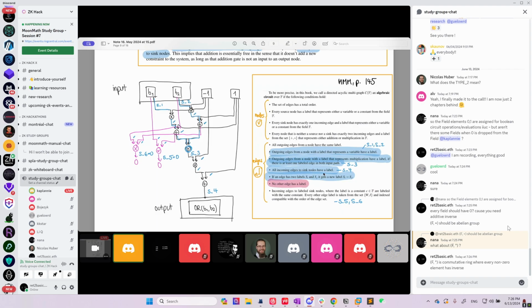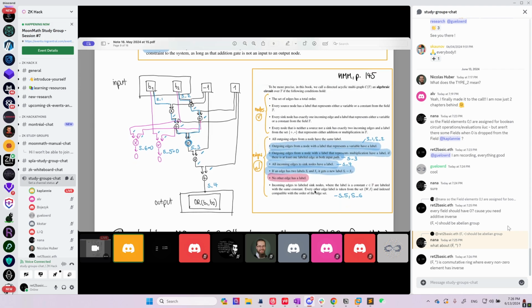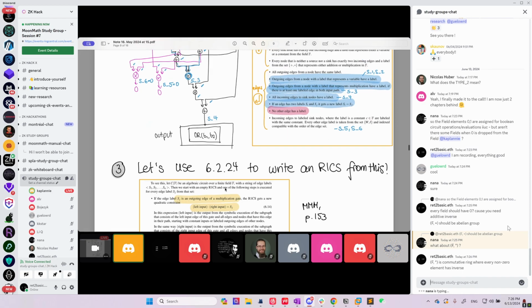So all incoming edges to sink nodes have a label. So S6 and S5 should have a label because here we are going into a sink node. So no other edges have labels, and again highlighting, S4, sorry, S4 is also an edge to a sink node. And S5 and S6, since they are going into sink nodes which are constant, they can just be 0, actually. So just a reminder. Okay, so this is kind of the idea.